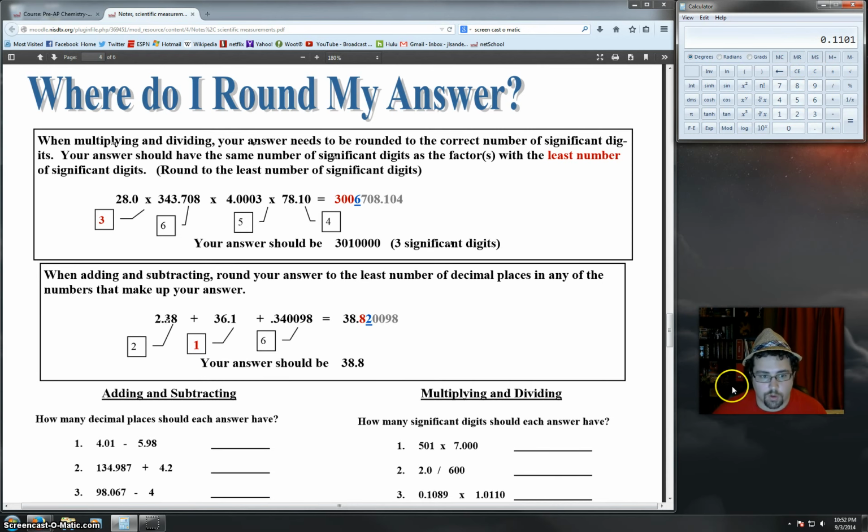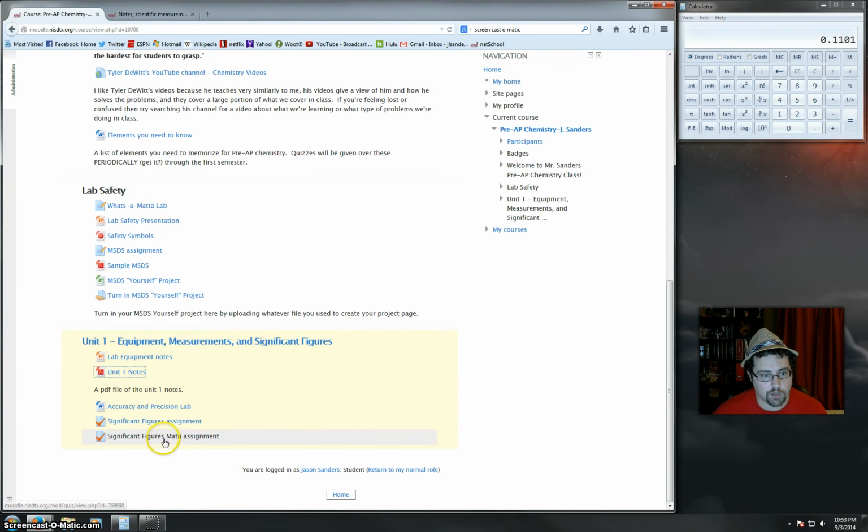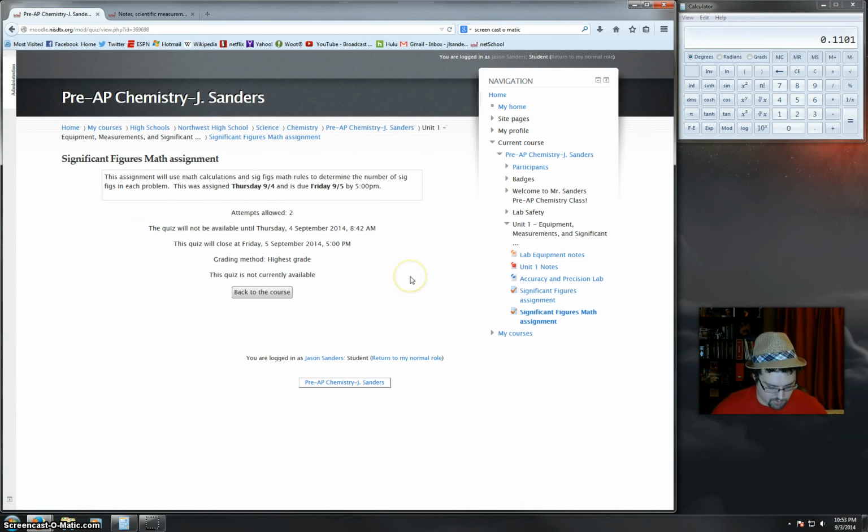Alright, so if you guys have any questions, you can write down these notes or come and look at these notes, but this should be pretty self-evident. So let's go back to the Net School page. You guys are going to do this significant figures math assignment. I'll give you a second to pull that up and log back in while I pause it.